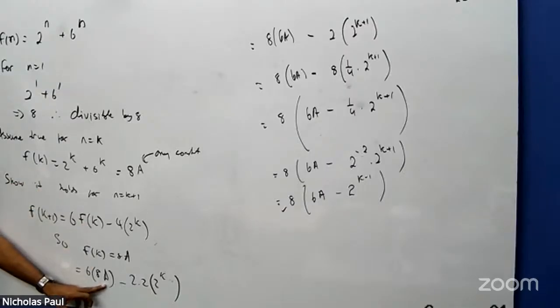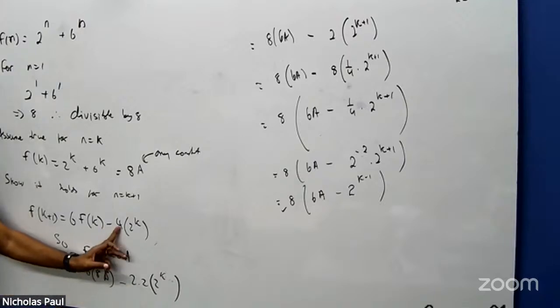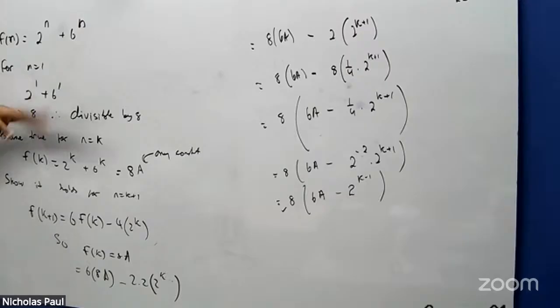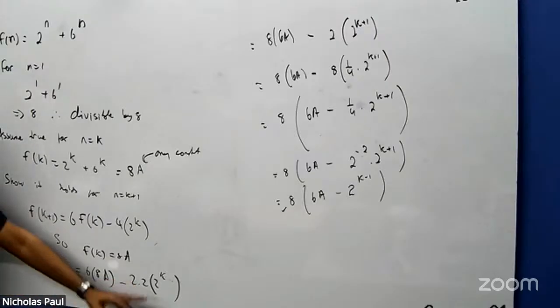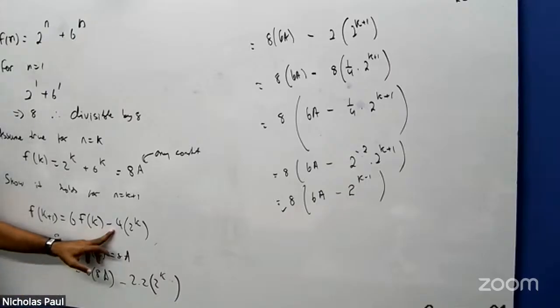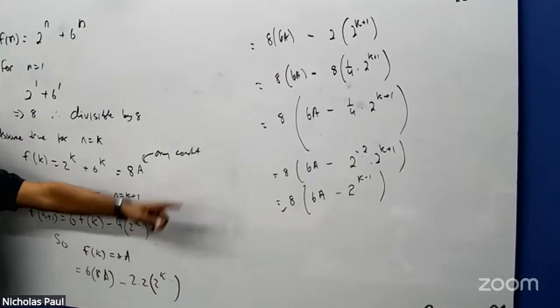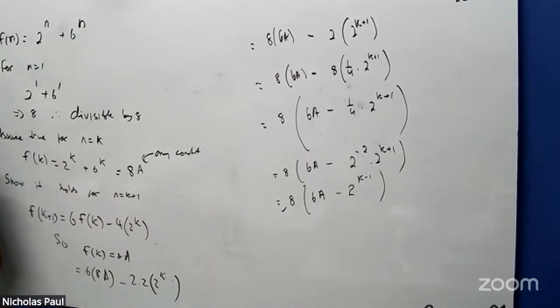I'm plugging that in, and then I just magically turn 4 into 8 over 2. That's all. You don't want to do all that. You can just convert to 8. So instead of writing 4, write 8 over 2. And then put the 2 inside and you'll get the same. I realized this afterwards when I was working on it.